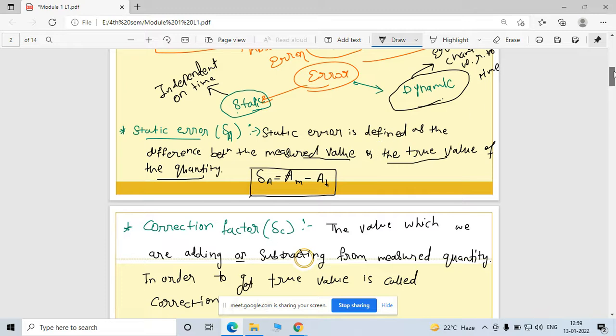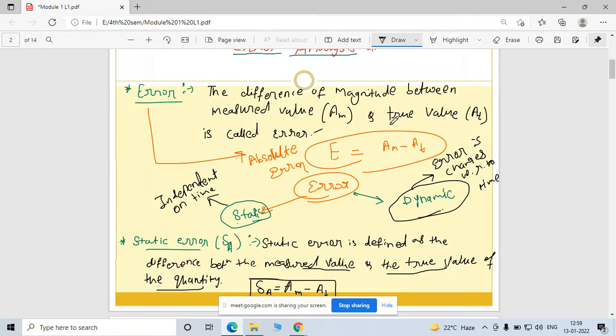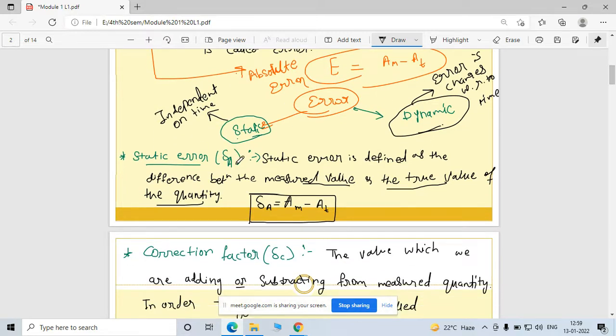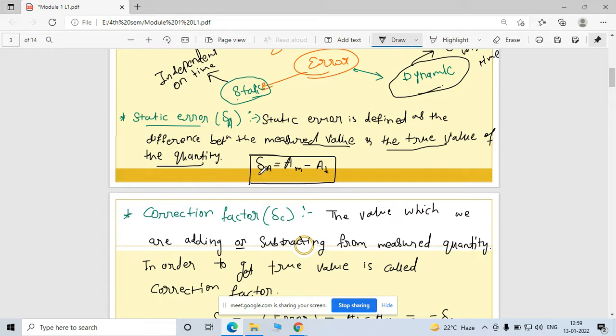You can say the same definition applies, but depending on the type of error, if it is fixed we call it a static error, and if it varies with respect to time, then we call it a dynamic error. Now here we are focusing more on the static error. The static error symbol is del A, which is nothing but the measured value minus the true value.